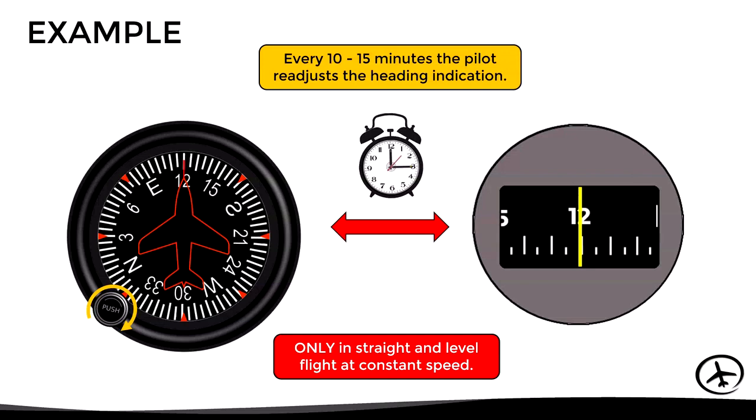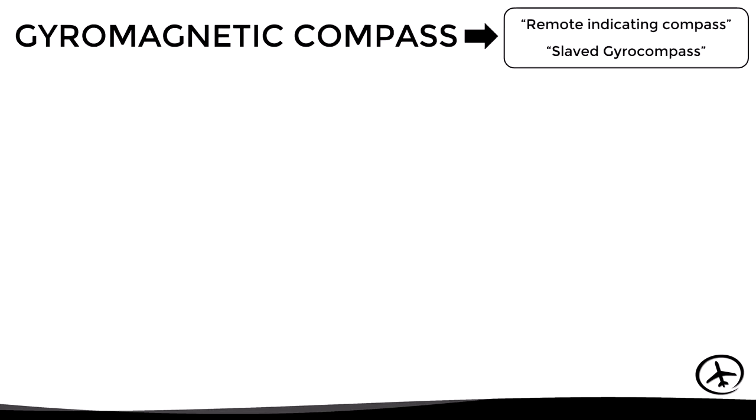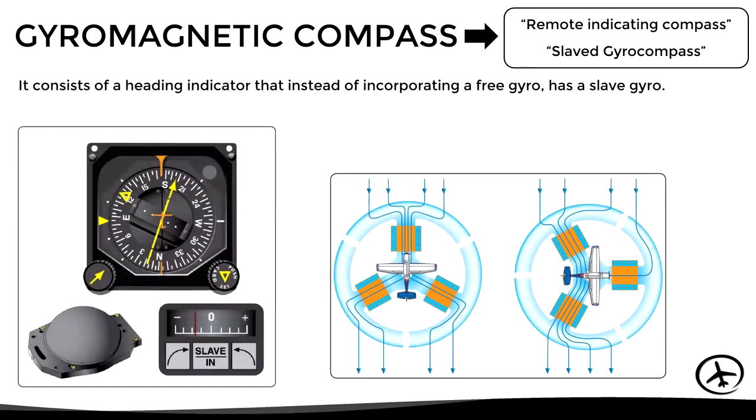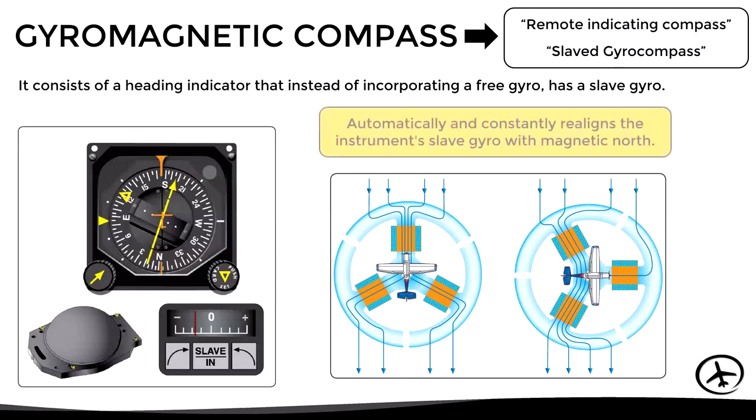Now, up to this point we have seen how a conventional heading indicator works. However, there is a variant of this instrument, known as the gyromagnetic compass, which is also known as the remote indicating compass or the slave gyro compass. Basically, it consists of a heading indicator that instead of incorporating a free gyro, has a slave gyro. It uses a system of remote magnetometers to determine the direction of magnetic north, and this way it automatically and constantly realigns the instrument's slave gyro with magnetic north. But we will deal with this instrument in detail in another video.